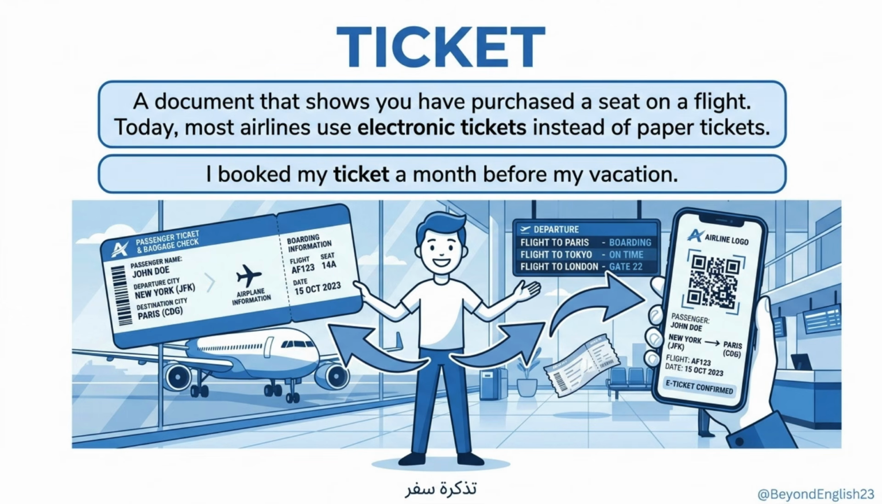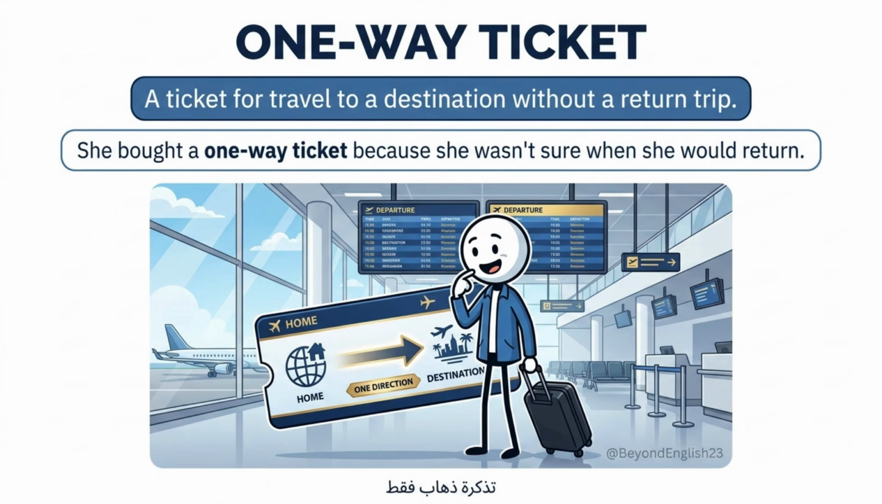2. Ticket. A ticket is a paper or electronic document that confirms you've purchased a seat on a flight. Example: I showed my ticket at the airport before checking in. Don't confuse a ticket with a boarding pass. Your ticket confirms you've bought the flight, while your boarding pass is issued after check-in and allows you to board the airplane.